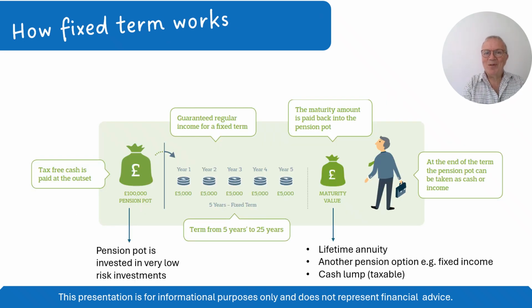So how does fixed term work? Really very simple. You invest your money, say you invest 100,000, you can take 25% cash, 75% remains invested effectively in a drawdown plan. From that you can take regular income for a fixed term. The term can be 5 years upwards. At the end of the term, and this is really an attractive feature, and we'll cover this more later on, there's a maturity amount. It can be used to buy a lifetime annuity, another pension option, e.g. fixed term or drawdown, or taken as a cash sum which is taxable.